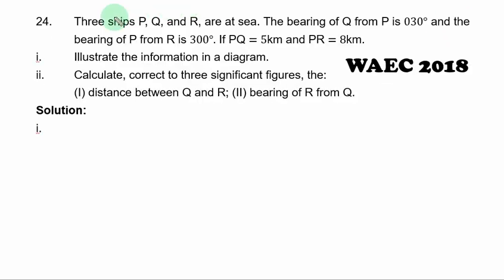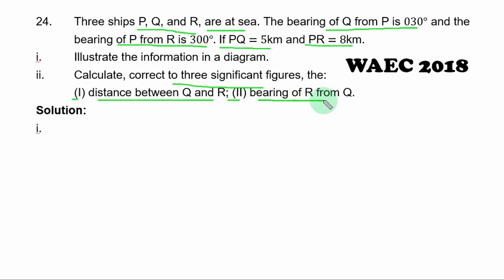Example 24. Three ships, P, Q, and R, are at sea. The bearing of Q from P is 30 degrees, and the bearing of P from R is 300 degrees. If PQ is equal to 5 kilometers and PR equal to 8 kilometers, (i) illustrate the information in a diagram. (ii) Calculate correct to 3 significant figures, part 1, the distance between Q and R. Part 2, the bearing of R from Q.